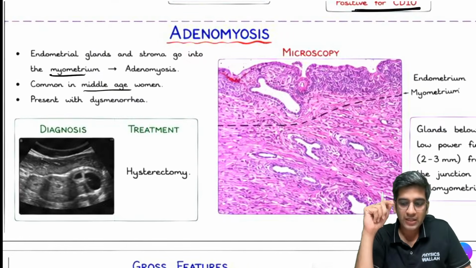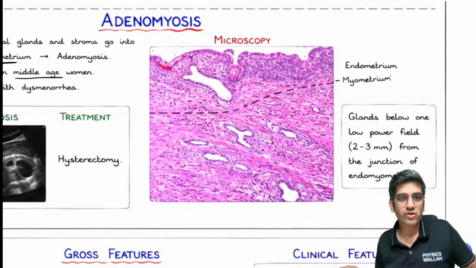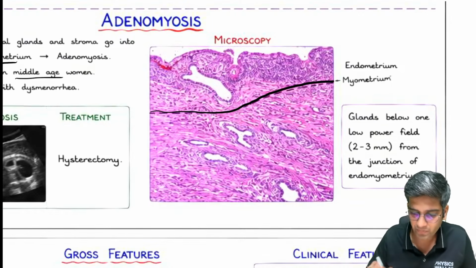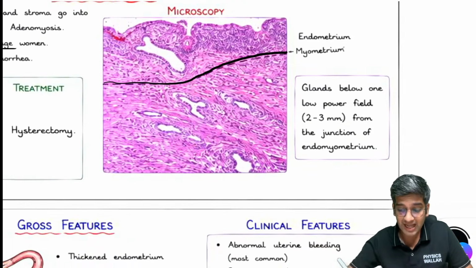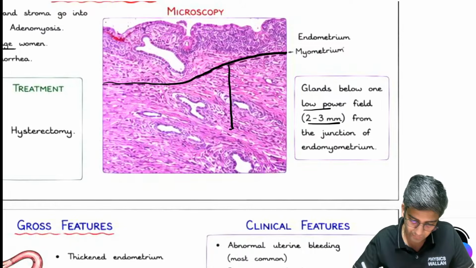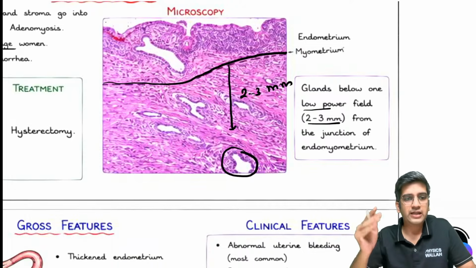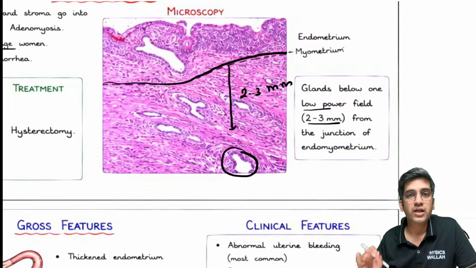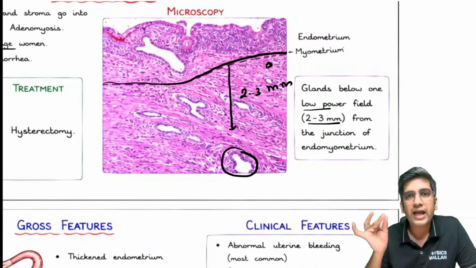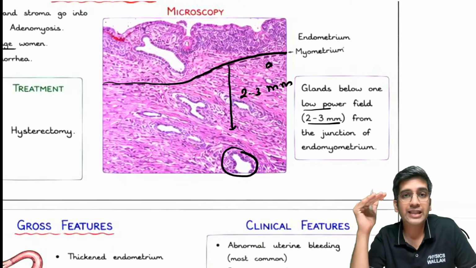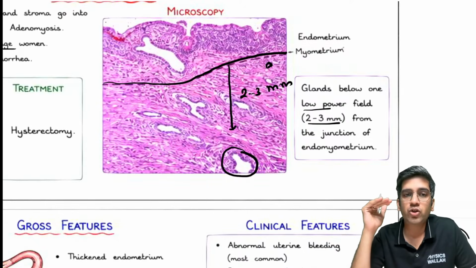So how do I diagnose them? See, this is a way you have to draw the image. First, draw the endomyometrial junction. Okay, that's the junction. If you see glands in low power field, 2 to 3 millimeter below the junction, you can write this as 2 to 3 millimeter below the junction. I do see glands, that is adenomyosis. Or one low power field below, I see it's adenomyosis, right? So depth is also important, right? If I have glands here, I don't call it adenomyosis. It has to be 2 to 3 millimeter below the endomyometrial junction. Then I can call it, yes, this is deep enough for me to call it adenomyosis, right?